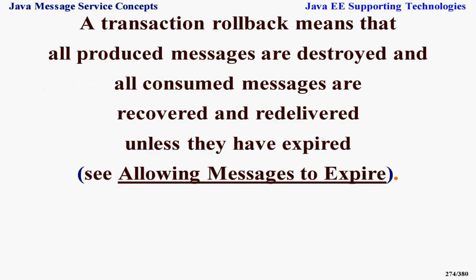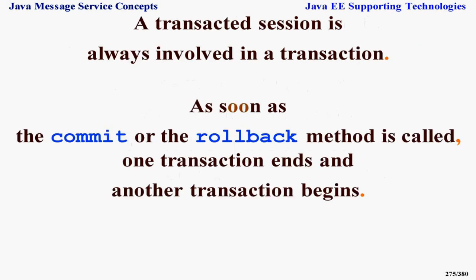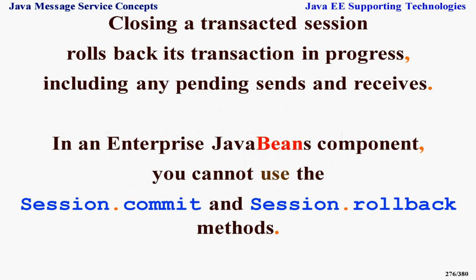A transaction rollback means that all produced messages are destroyed and all consumed messages are recovered and redelivered unless they have expired. See Allowing Messages to Expire. A transacted session is always involved in a transaction. As soon as the commit or the rollback method is called, one transaction ends and another transaction begins. Closing a transacted session rolls back its transaction in progress, including any pending sends and receives.